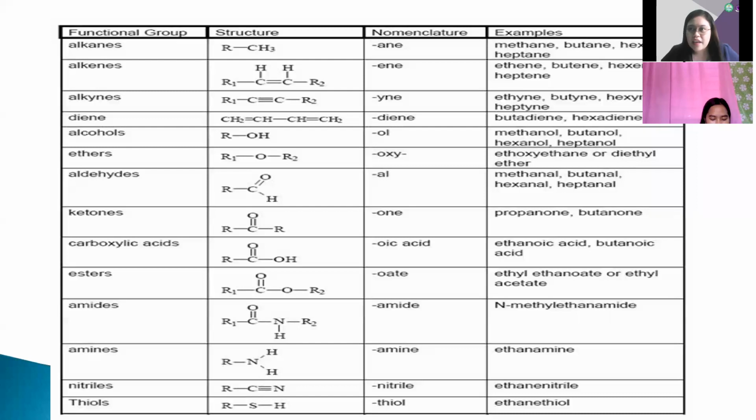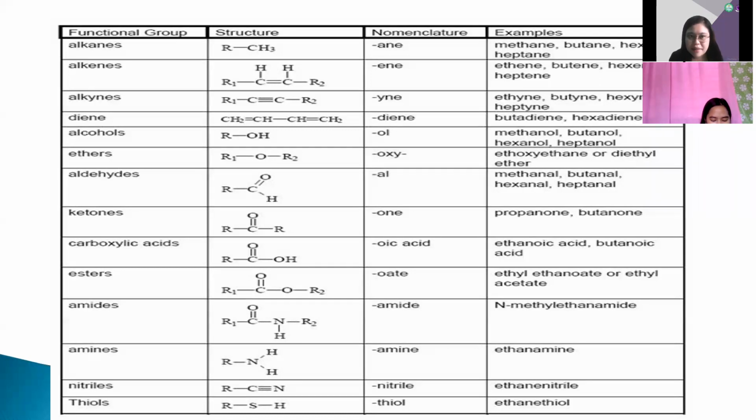Like when you say alkane, "ane" lahat yung ending ng kanilang name. And then for alkenes, "ene", for alkynes, "yne", and then syempre "diene" for the diene mismo, and the alcohols will end with "ol". And now, the sixth functional group that we have for our organic compounds are the ethers.